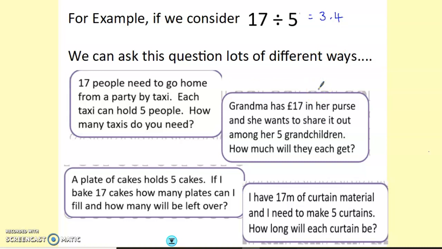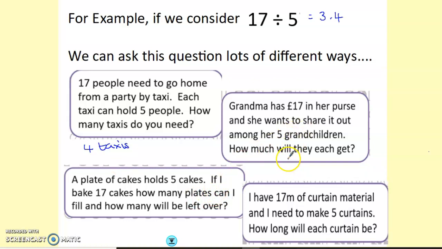Right, we'll start with the taxi one. 17 people need to get home by taxi. Each taxi can hold 5 people. How many taxis do you need? Now 3.4, if we were using normal rules of rounding, it would round to 3 taxis. If it was 3 taxis, then only 15 people get home, 2 would be left at the party. Now, you might be quite happy about that, but the fact that they phoned a taxi to get home suggests they actually want to get there. So although our normal mathematical rules of rounding say that we need to round this to 3, our common sense tells us that we would need 4 taxis.